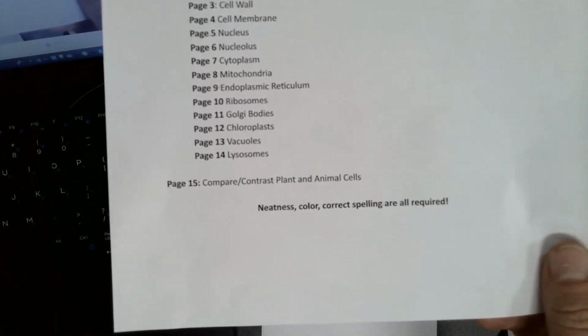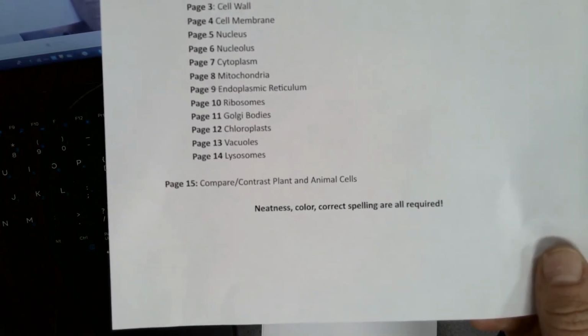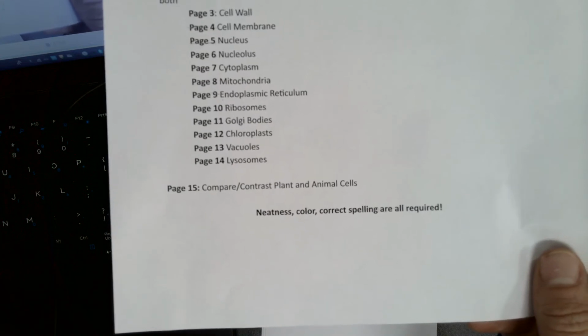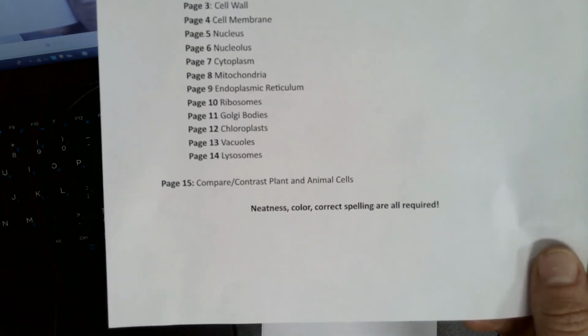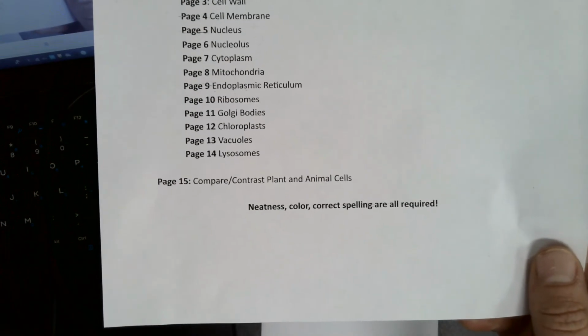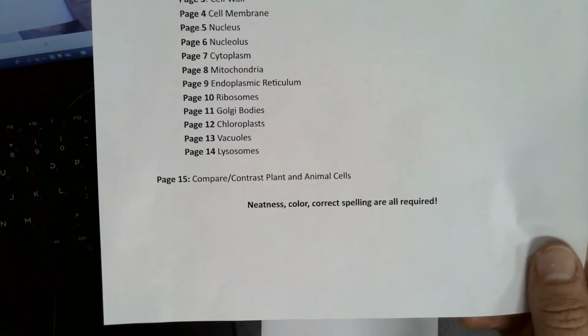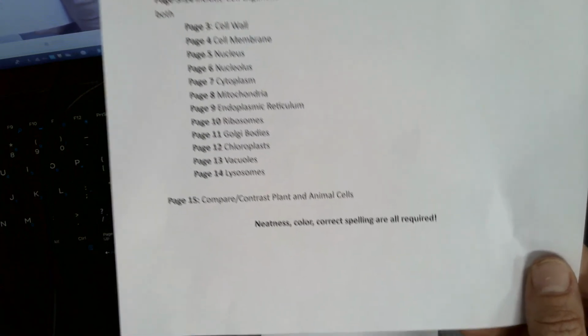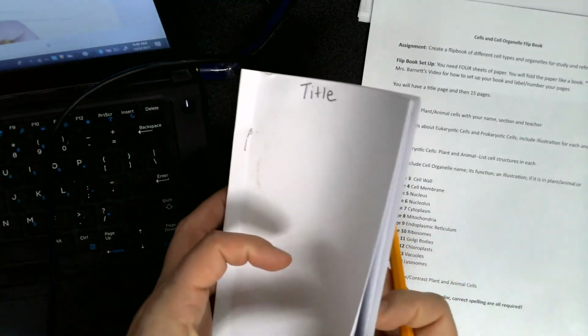Notice that neatness, color, correct spelling are required because you need to know how to spell these organelles, and also you have several resources that you're going to be looking at that will show you the correct spelling. So you want to make sure that you check that. So this is going to create a fun little overall cells and cell organelle book. So you're going to be creating a fun little colorful book that you can be using to review, that's going to include all this information in it.